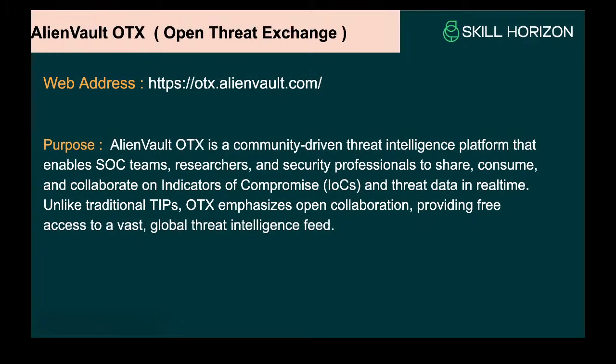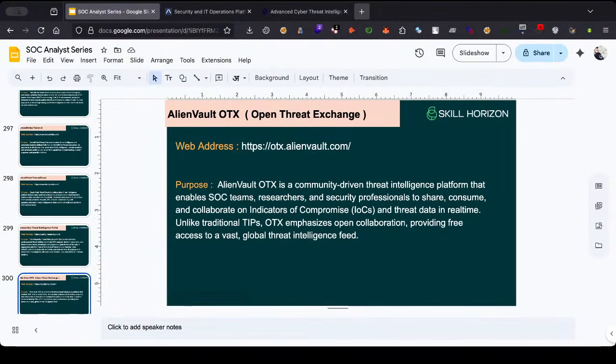Then Alien Vault. This is basically free, or you can use it as an open source platform for collecting the information that you need for TI. Alien Vault OTX, right? And the address of this platform is otx.alienvault.com. As you are part of the cybersecurity domain, I hope you have heard about the web archive. So it works similar to the web archive.